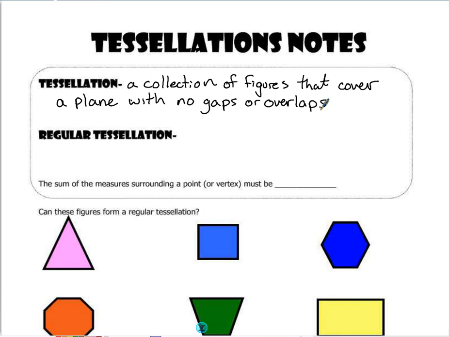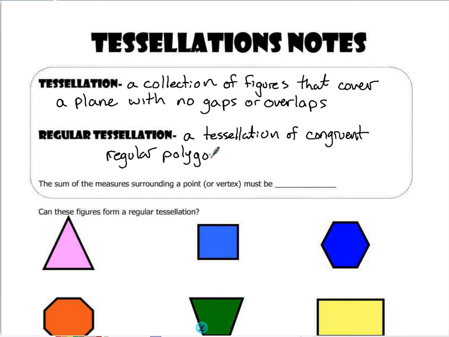Now, a regular tessellation is a specific type of tessellation where the figure that you're using is a regular polygon. So a regular tessellation is a tessellation of congruent, meaning exact same angle measures and side lengths, congruent regular polygons. Now there are other types of tessellations that we'll talk about today, irregular and semi-regular, but for now we'll just look at that key type of tessellation.